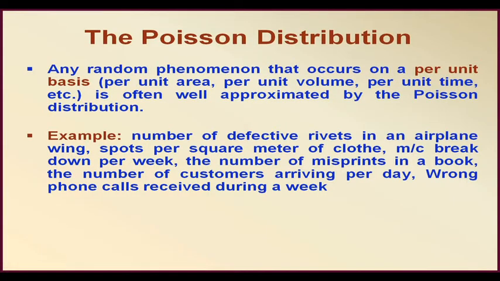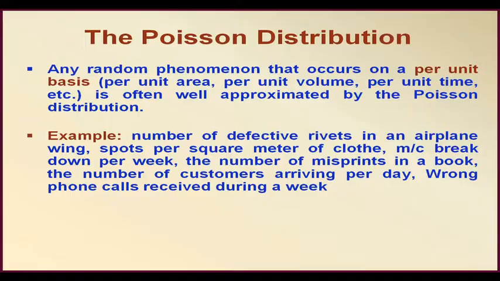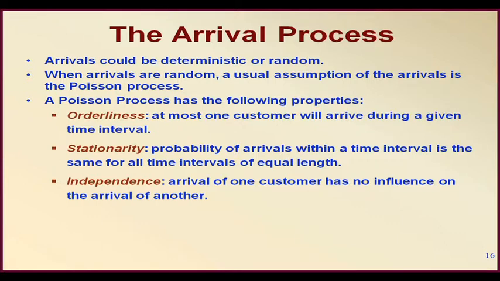First of all, the Poisson distribution occurs for any random phenomena that occurs on a per unit basis, like per unit area, per unit volume, per unit time. They are all well approximated by the Poisson process. Example: number of defective rivets in an airplane wing, spots per square meter of cloth, machine breakdown per week, number of misprints in a book, number of customers arriving per day, wrong phone calls received during a week. So, they are all different examples of the Poisson process.